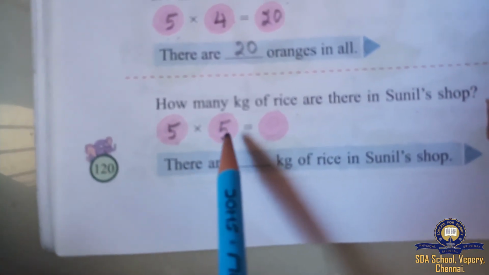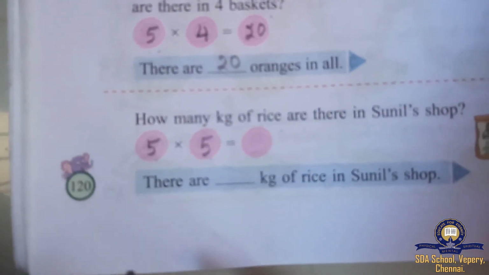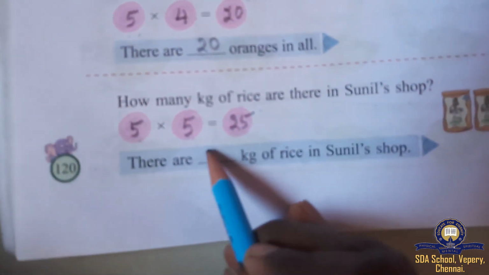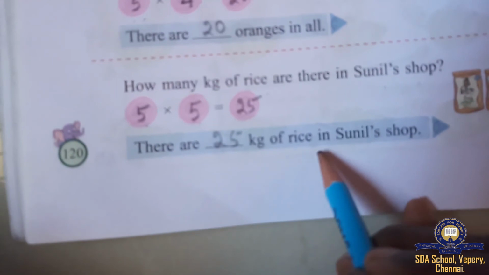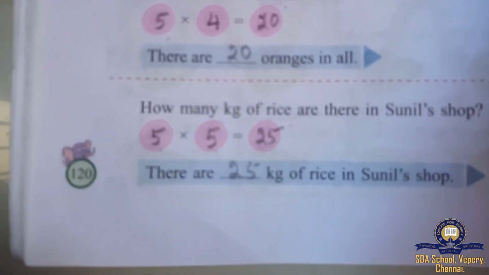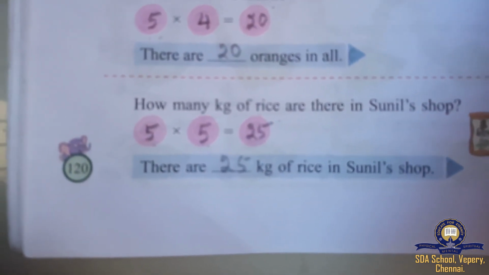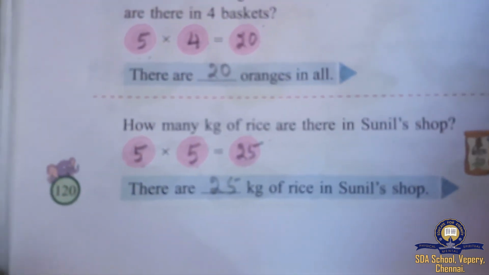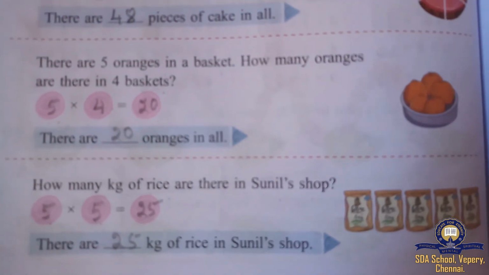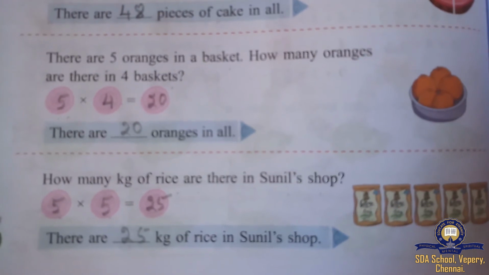That means 5 tables. 5 ones are 5, 5 twos are 10, 5 threes are 15, 5 fours are 20, 5 fives are 25. There are 25 kg of rice in Sunil's shop. Okay children, do all this in your book, simple sums and all. Do it again and again. Repeat the tables, learn the tables without wasting time. Not only for the second standard, throughout your life the tables will be useful for you.